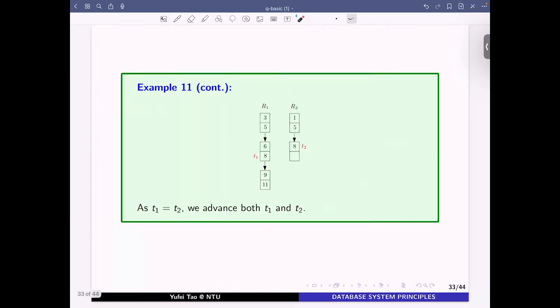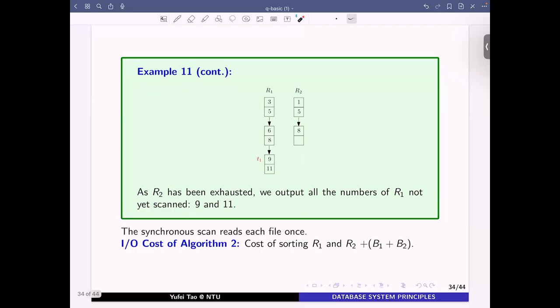All right, so this is the situation after that. Now you can see T1 and T2 are the same. So this is the equivalent case. We talked about this. In this case, we simply advance both T1 and T2. Now this is something interesting.